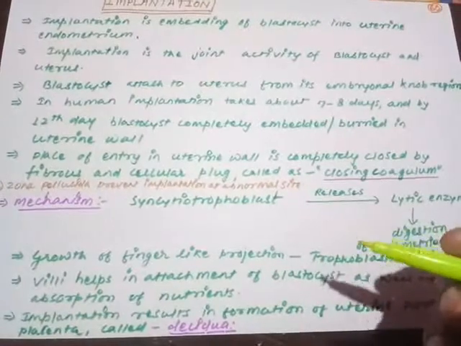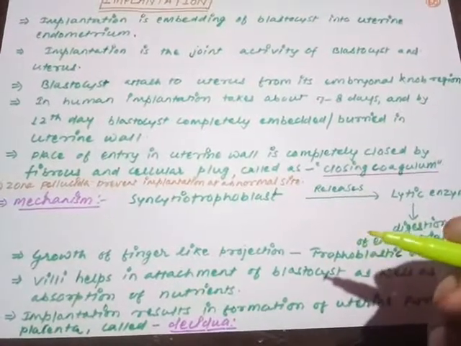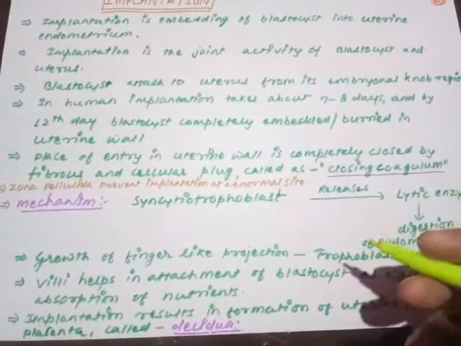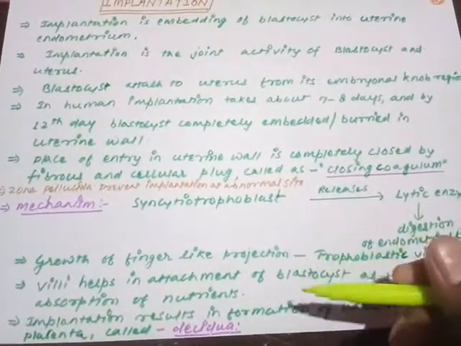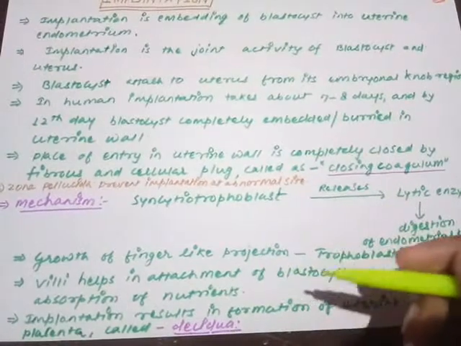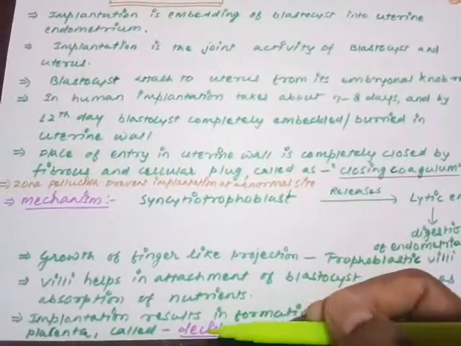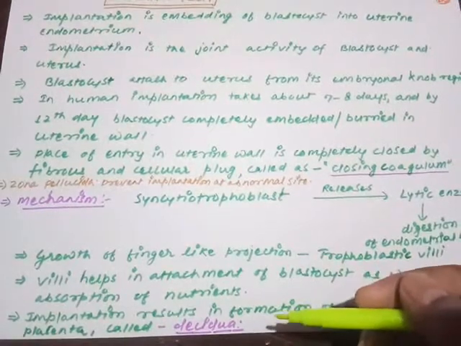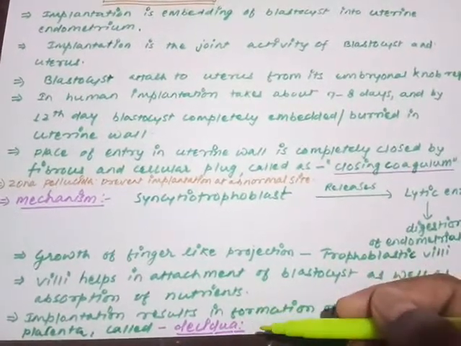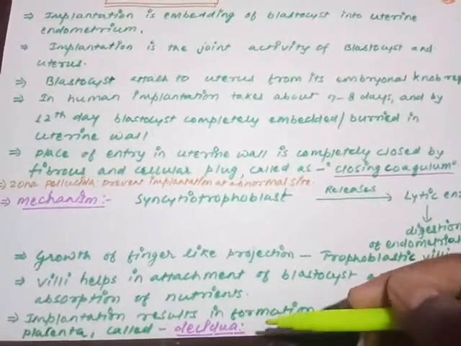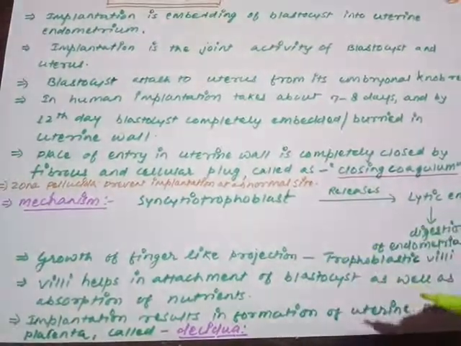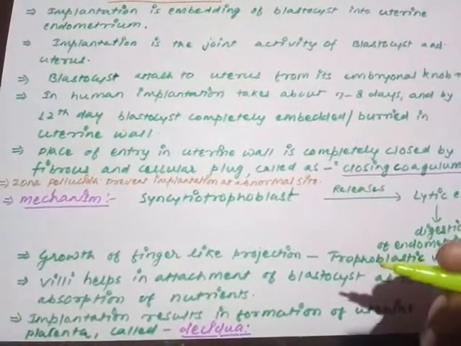Because we'll see in the further lectures, the placenta is the structure which is formed by both the fetal part and the uterine part. So the uterine part consists of the region where the implantation took place. The part of the uterus which is going to form the placenta is called decidua. Decidua means falls off. Why does it fall off? At the time of childbirth this decidua is also falling off with the delivering child.